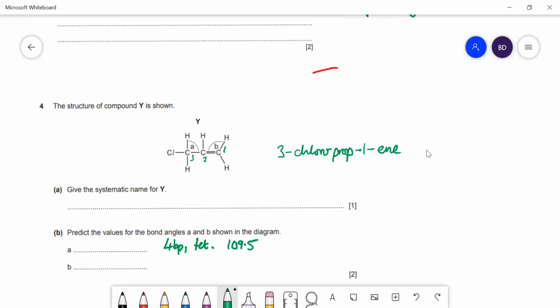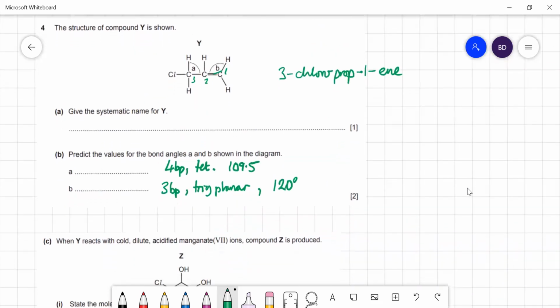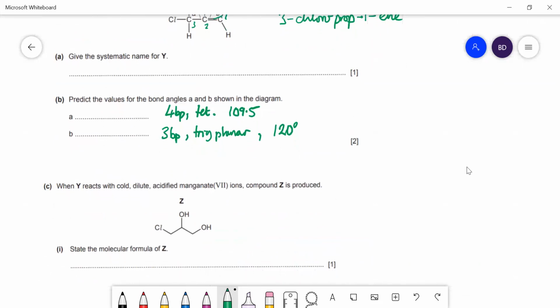If you look at the carbon atoms in the double bond here, B, they've only got 3 bonding pairs. Okay, remember when we're looking at shapes of molecules, we pretend a double bond is like a single bond. So we've got 3 bonding pairs, no lone pairs. So that's going to be trigonal planar shape around that carbon atom. And so the bond angle there is going to be 120 degrees. Okay, when Y reacts with cold, dilute acidified manganate, a compound Z, so you get the diol, the double bond breaks.